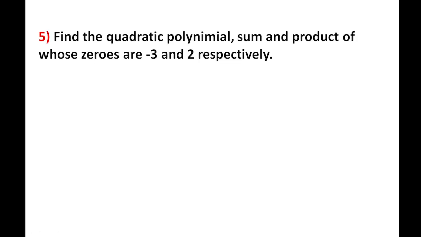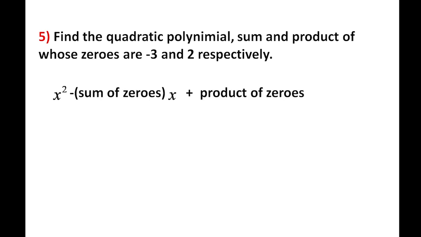Now moving to the next one. Find the quadratic polynomial sum and product of whose zeros are minus 3 and 2 respectively. Here sum and product are minus 3 and 2. It is given. Our general form is x square minus sum into x plus product. Okay. So instead of sum we can put minus 3 and instead of product we can put 2. So x square minus, in the bracket we must write minus 3 into x plus 2. Is it clear? Sum of the zeros is minus 3 and product of the zeros is 2.